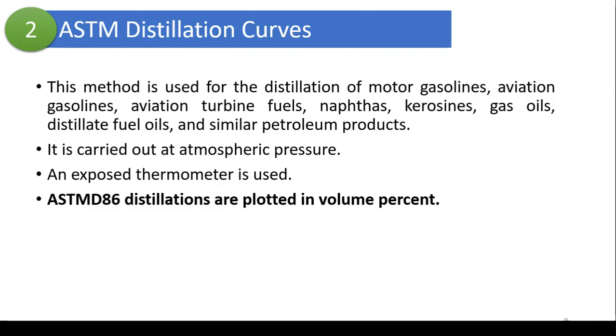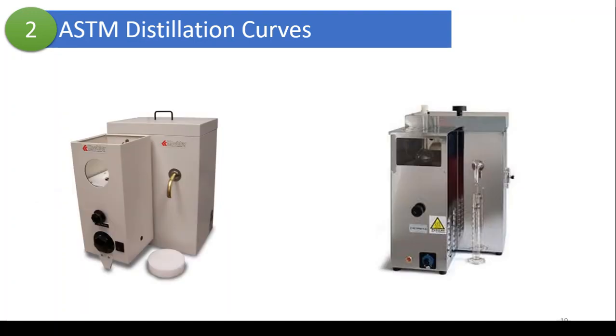And the ASTM D86 distillations are plotted in volume percent with reference to temperature. And if you see the diagrams or the images of the ASTM, you all know about this one. These are the images of a standard ASTM distillation process. There is one very specific method for the ASTM distillation, that is D1160.